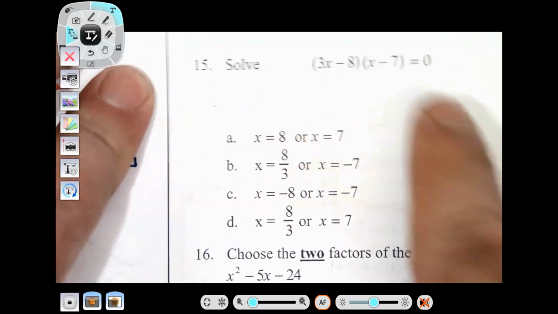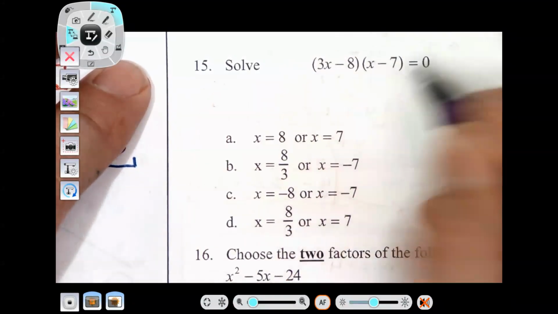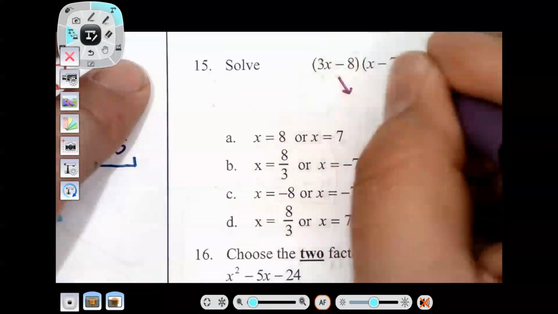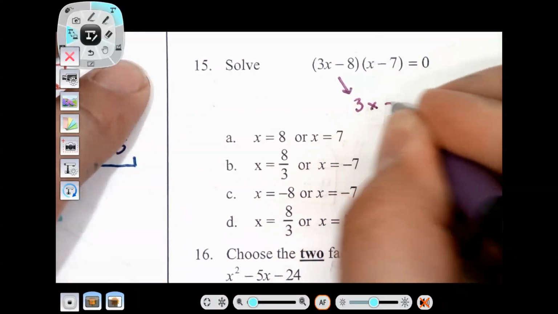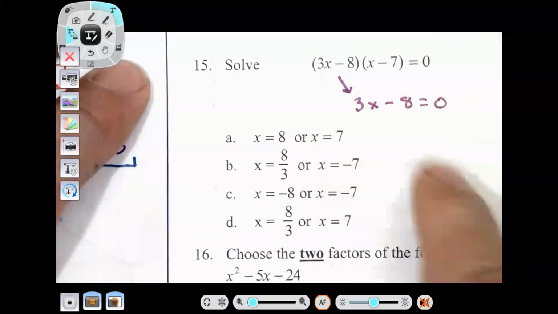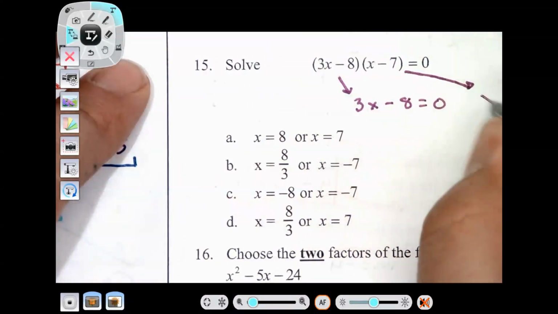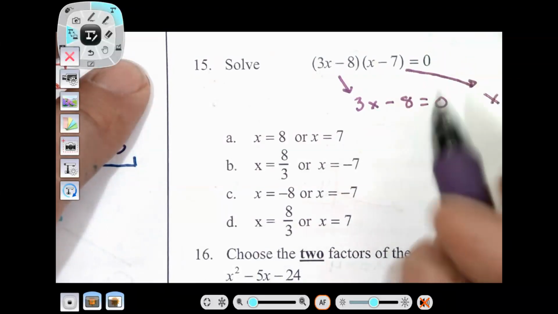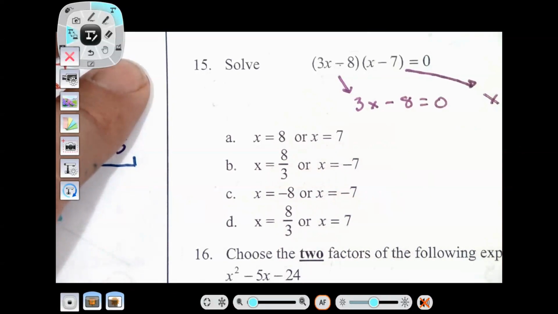Now, number 15 says equals 0. The good thing is everything already has a parentheses. So what we learned was if I have 2 X's, well, then I should have 2 answers. The first one is 3x minus 8, as I set it equal to 0, and I'll solve that. The other one I'm going to set up is x minus 7 is equal to 0. We're using the zero product property where we make both parentheses, both factors, equal to 0.